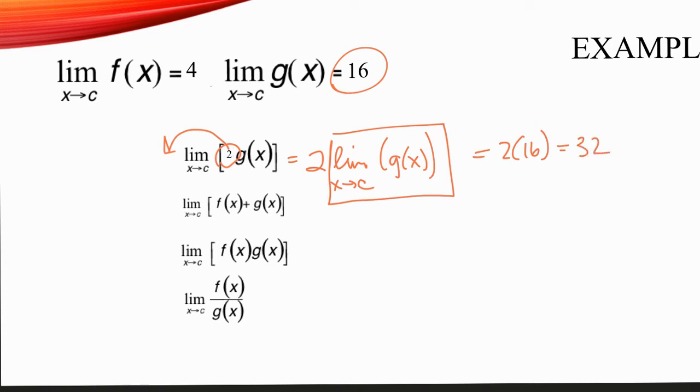Okay, so down here, instead of the limit of the sum, I'm going to do the sum of the limits. So I'm going to have 4 plus 16, which is 20. Likewise down here, instead of doing the limit of the product, I'm going to do the product of the limits. So 4 times 16 is 64. And this last one, instead of doing the limit of the quotient, I'm going to do the quotient of the limits, which is 4 over 16, which reduces to 1/4.